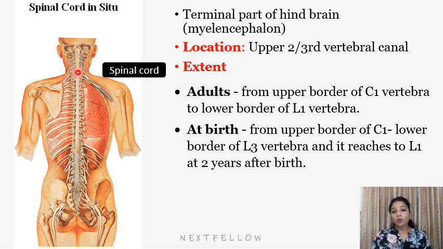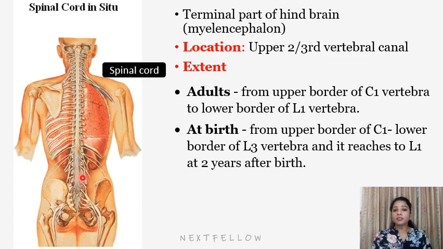So the growth of the spinal cord is stopped, whereas the vertebral canal grows up till 14 to 18 years of age, whereas the spinal cord stops growing by 4 years of age. And if we see the spinal cord before birth, up till the 3rd month of intrauterine life, the spinal cord occupies all through the length of the vertebral canal. So till the coccygeal level, it is present. And through each corresponding intervertebral foramen, the corresponding spinal nerves used to come out.